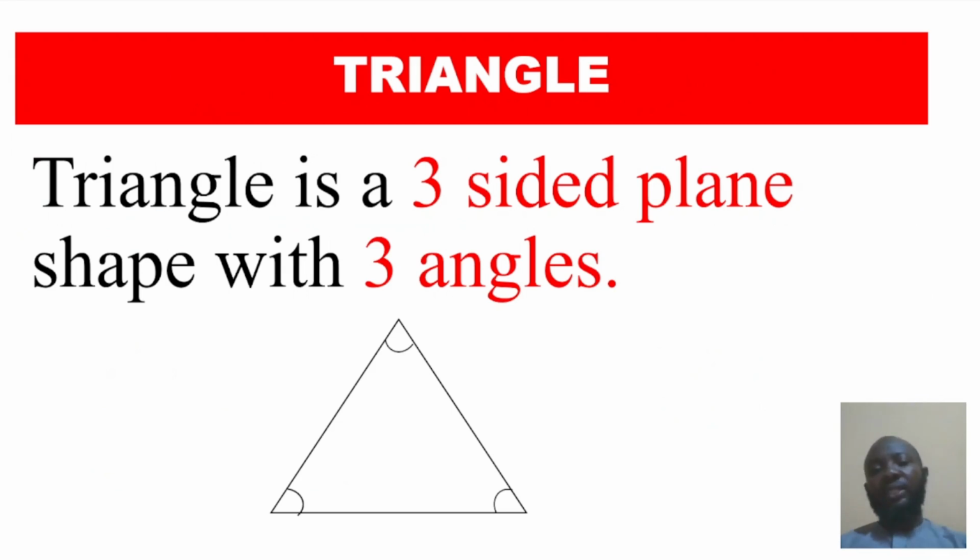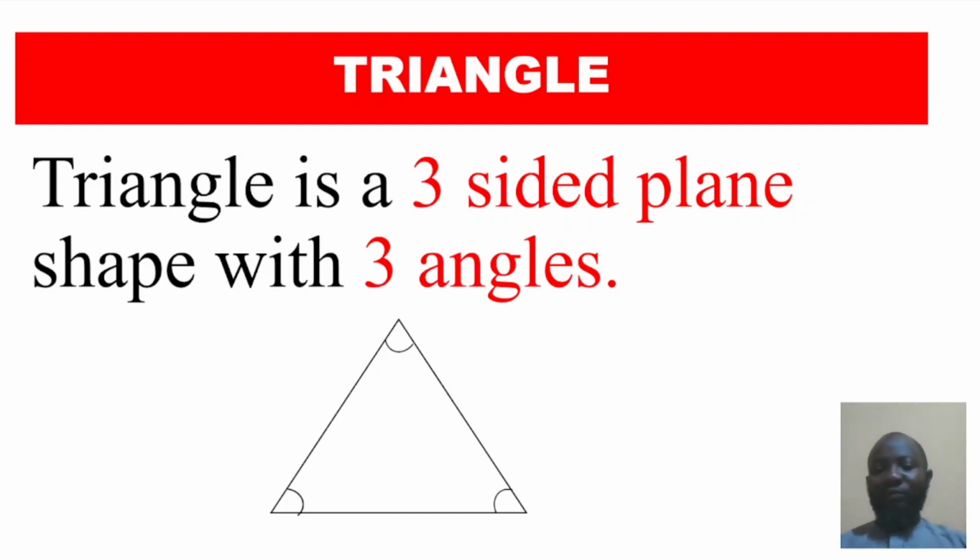We're now going to start looking at the properties. Triangles have different types, and I'm going to show you about 6 types of triangle in this video. We're going to look at their properties one by one. A triangle is a three-sided plane shape with three angles. This is the first angle, second angle, third angle. So let's go to the types of triangles that we have.